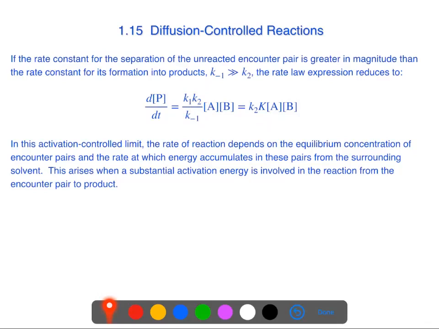Similar to the diffusion-controlled limit, we see that we still have a second-order overall rate law with a first-order dependence on each of the two reactant concentrations, but we refer to this limit as the activation-controlled limit because the rate of reaction depends on the equilibrium concentration of the encounter pairs and the rate at which energy accumulates in these pairs from the surrounding solvent. This arises when a substantial activation energy is involved in the reaction from the encounter pair to product.